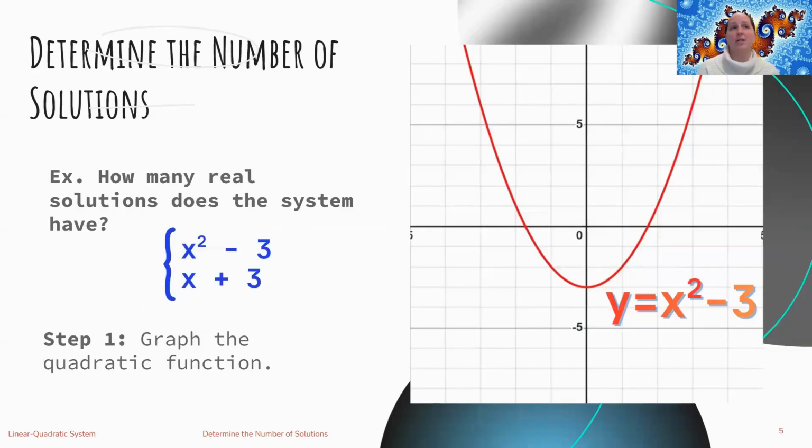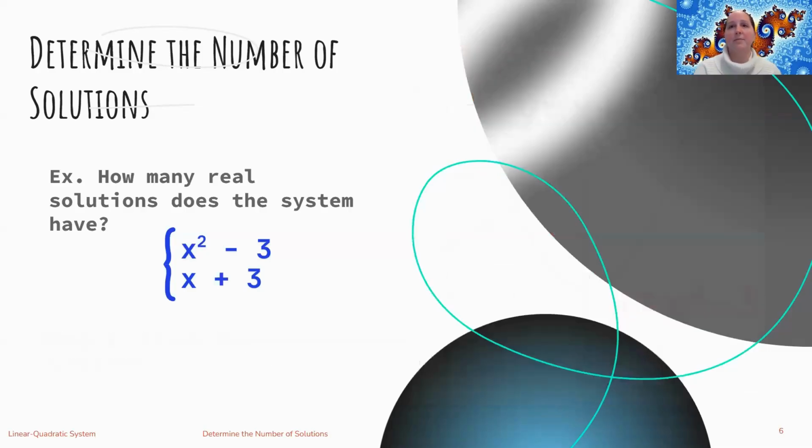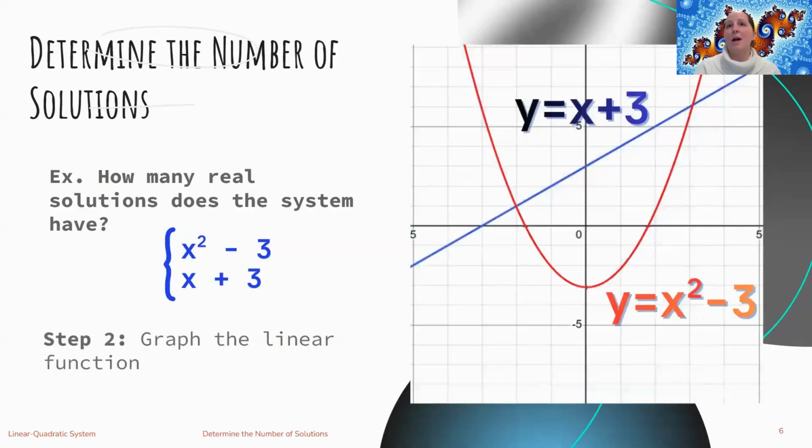Determine the number of solutions. How many real solutions does the system have? x squared minus 3 and x plus 3. So x squared minus 3 is our quadratic. x plus 3 is our linear. So the first thing we want to do is graph our equations. We're going to graph the quadratic first, x squared minus 3. Then we're going to graph our linear equation, x plus 3.